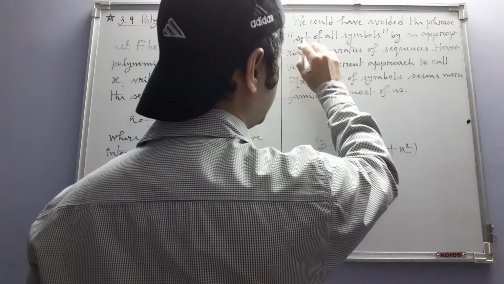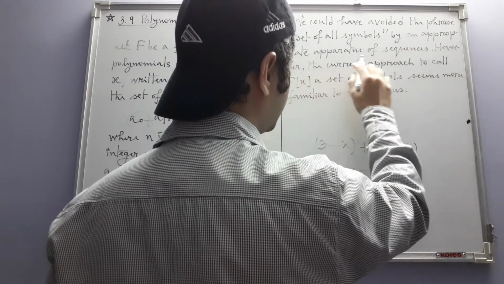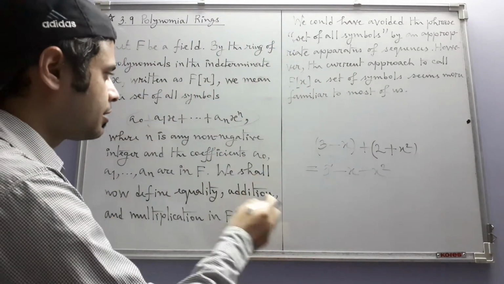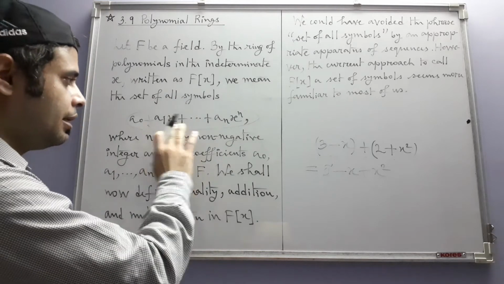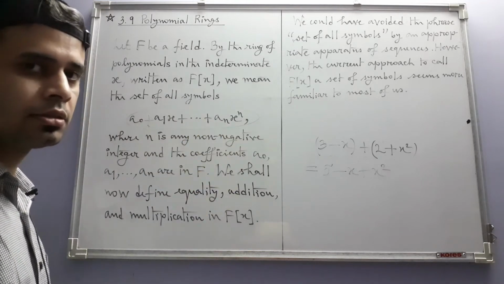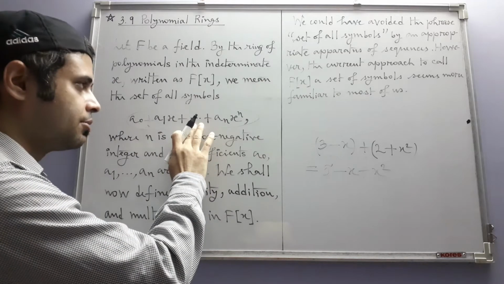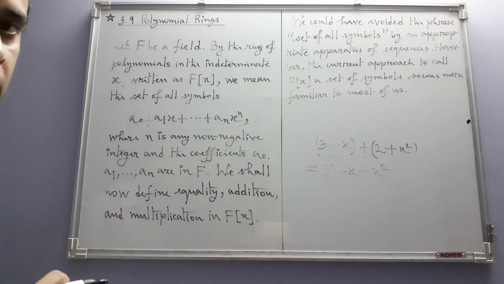Instead of that, we could have defined polynomials by an appropriate apparatus of sequences. However, the current approach, in which we just think of them as some symbols, is good enough for us to do algebra. However, it's not the perfect way. The perfect way is to define polynomials using sequences.